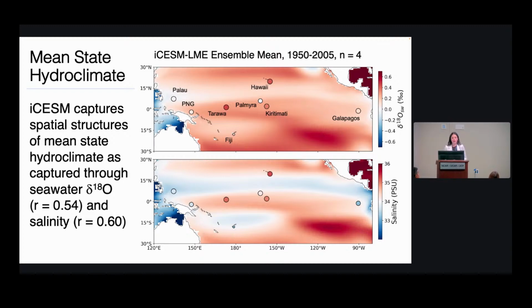And we're seeing drier conditions in the eastern to central tropical Pacific, where we have higher salinity values and higher delta 18O seawater values. So ICESM is capturing the mean spatial structures of these fields, with spatial correlations in delta 18O seawater of 0.5, and in salinity of 0.6.